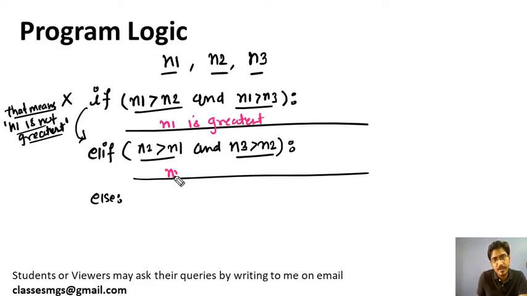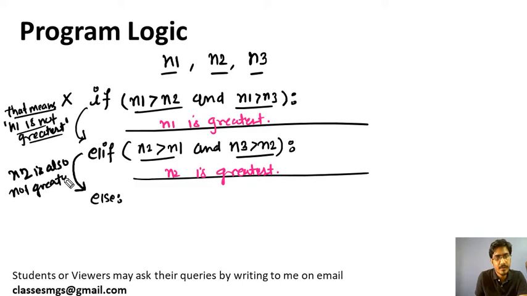Here we will say n2 is the greatest. Okay, now come to this point. Else, if we are coming here, that means n1 and n2 are also not greatest. How can I say? Because n1 is not greatest if you are coming here.